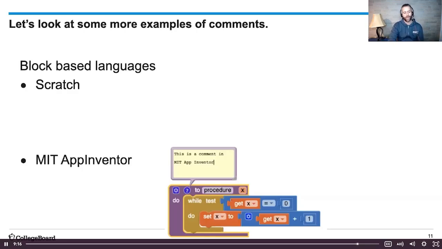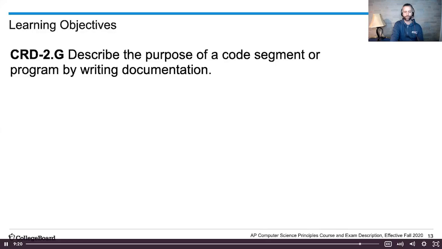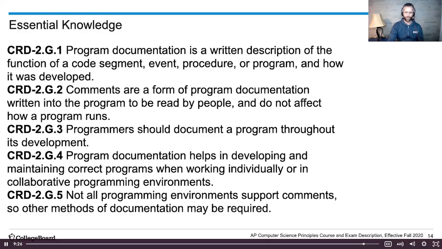All right. And so what should we take away from this AP daily video? Well, we should be able to describe the purpose of a code segment or program code by writing documentation. We should understand program documentation is a written description. Comments are a form of program documentation. Programmers should document a program throughout its development. Program documentation helps in developing and maintaining correct programs, and not all programming environments support comments, so other methods of documentation may be required.